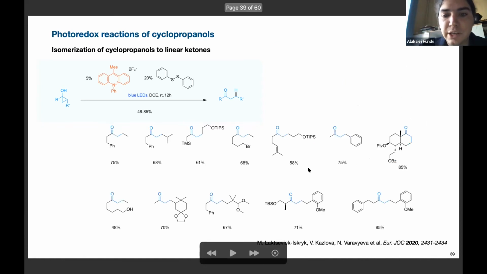The scope of this reaction was quite broad. Sensitive groups were tolerated in neutral conditions. That's why the acetal group, for example, was tolerated, and a stereocenter next to the carbonyl group was tolerated too.